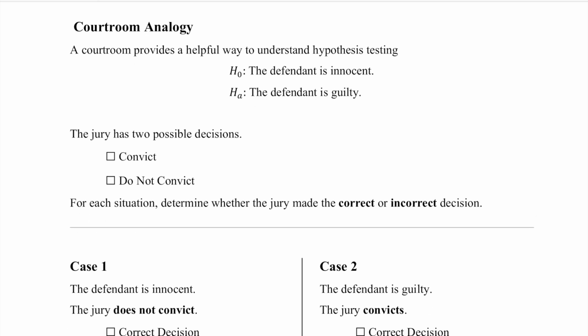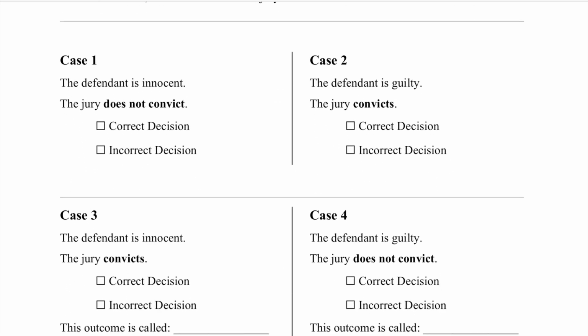Case number 1. If the defendant is innocent and the jury does not convict, that is a correct decision. Case number 2. If the defendant is guilty and the jury convicts, that is also a correct decision. Now, let's look at the 2 mistakes.